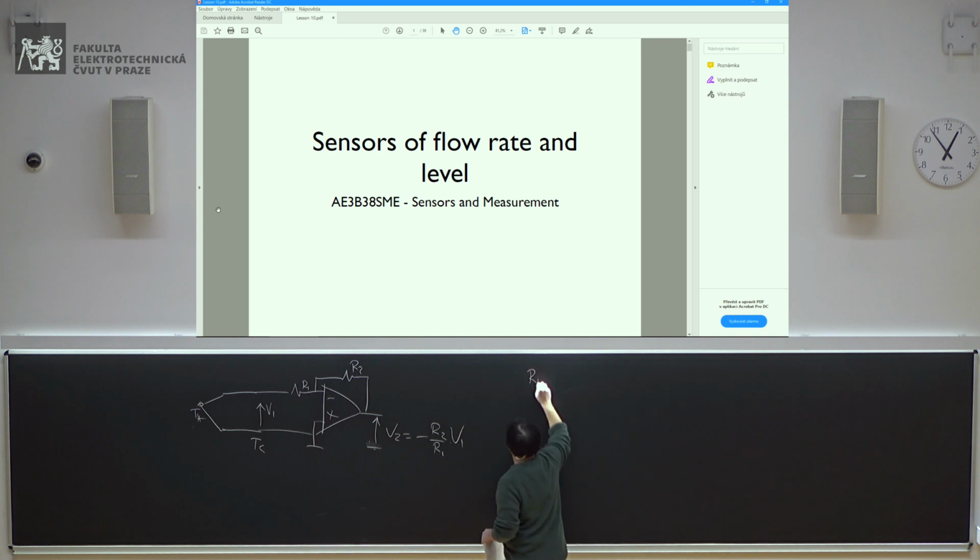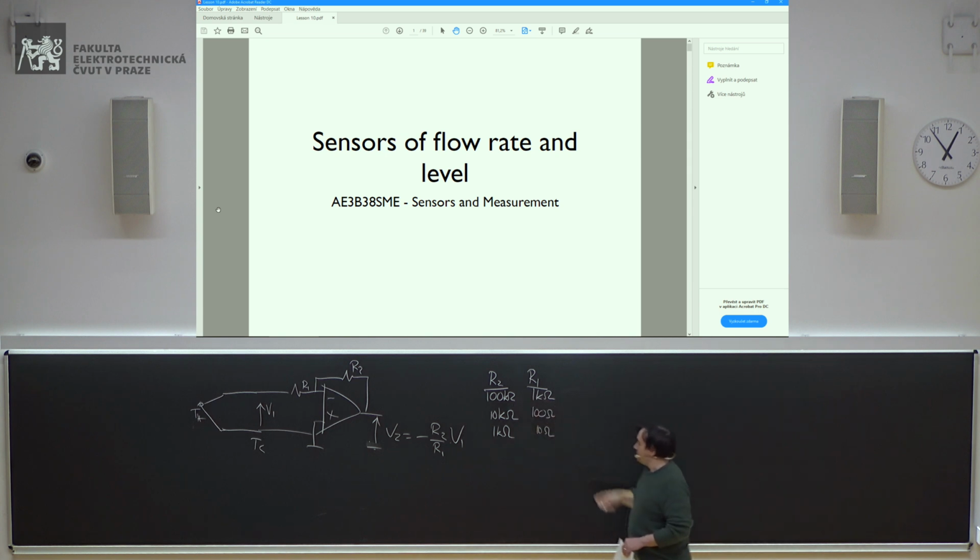So you can select R1, let's say, 1 kilo ohm, and R2, 100 kilo ohms. Or you can select 100 ohms and 10 kilo ohms. Or, for instance, 10 ohms and 1 kilo ohms, okay? In all these three cases, you have R2 which is 100 times bigger than R1. 100 kilo versus 1 kilo, 10 kilo versus 100 ohms, and 1 kilo ohms versus 10 ohms. The ratio is always 100.